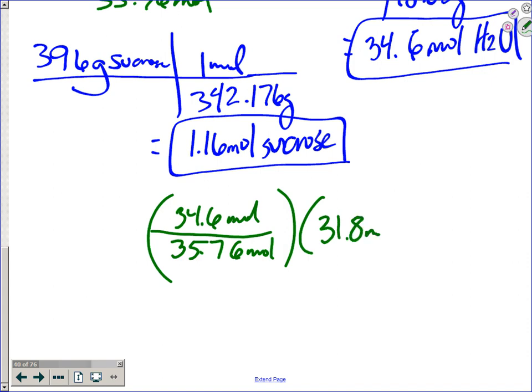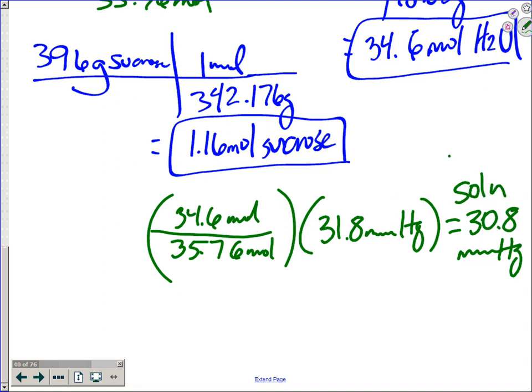Should it be higher or lower? Lower, and when you guys get 30.8 millimeters of mercury for the solution. And so again, why is this lower? Because what? Well, because we're multiplying by a fraction, but chemically, what's happening?